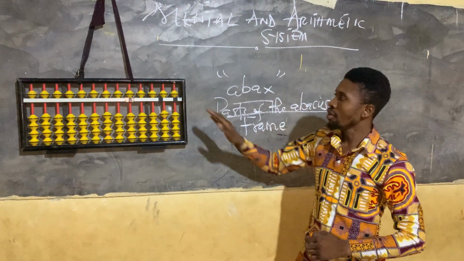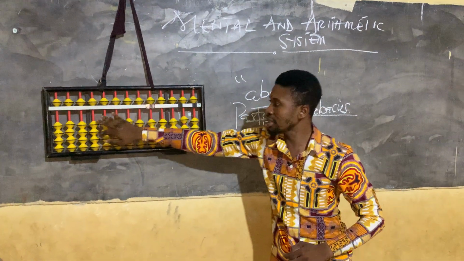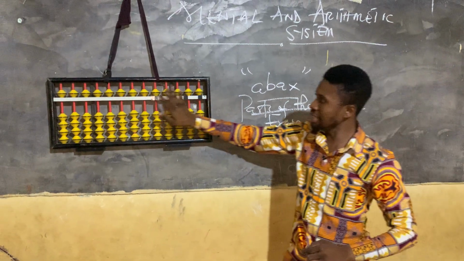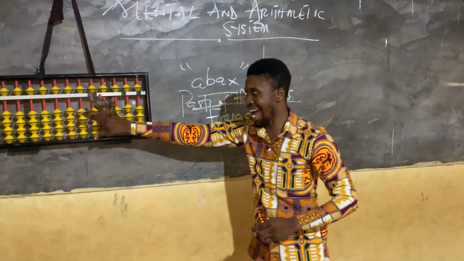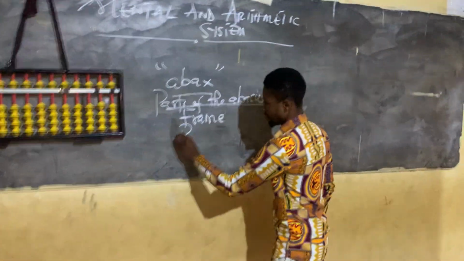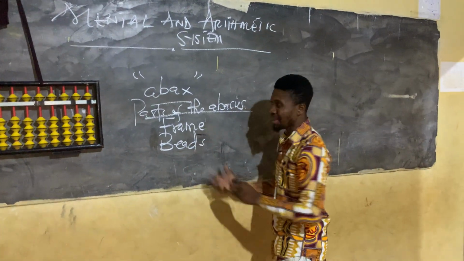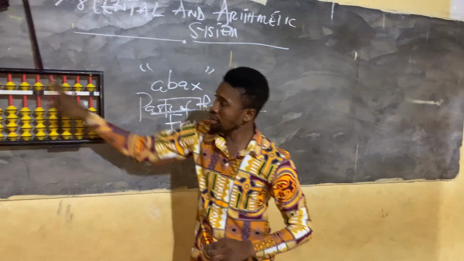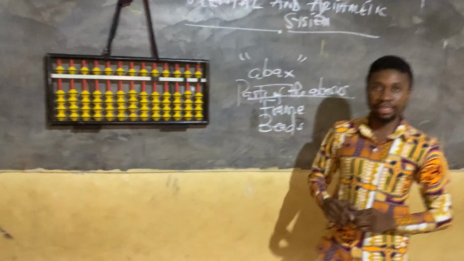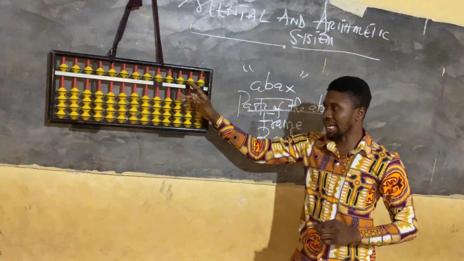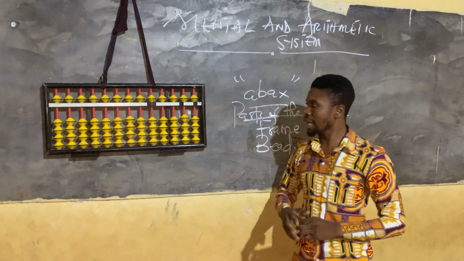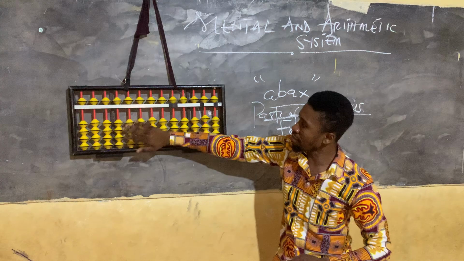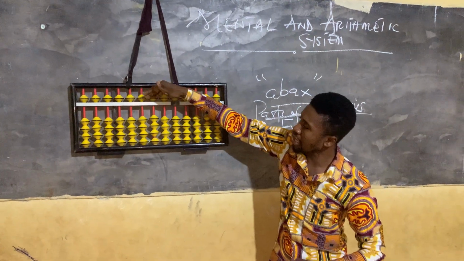Then again, we can see some yellowish balls here. Good. Now these yellowish balls that you see here have a name, and they are called beads. So the yellowish balls that you see here are called beads. Now remember that the beads have been separated or divided into two. Now look carefully. Some beads are found down here, some are located up here.